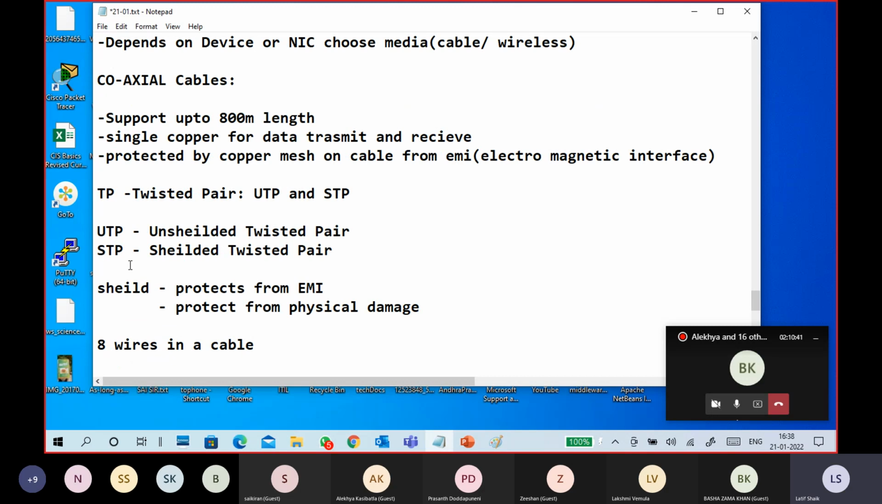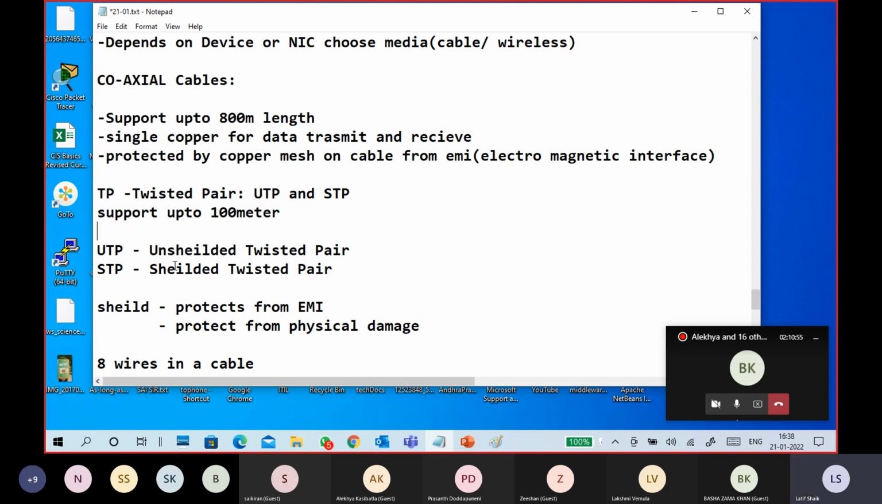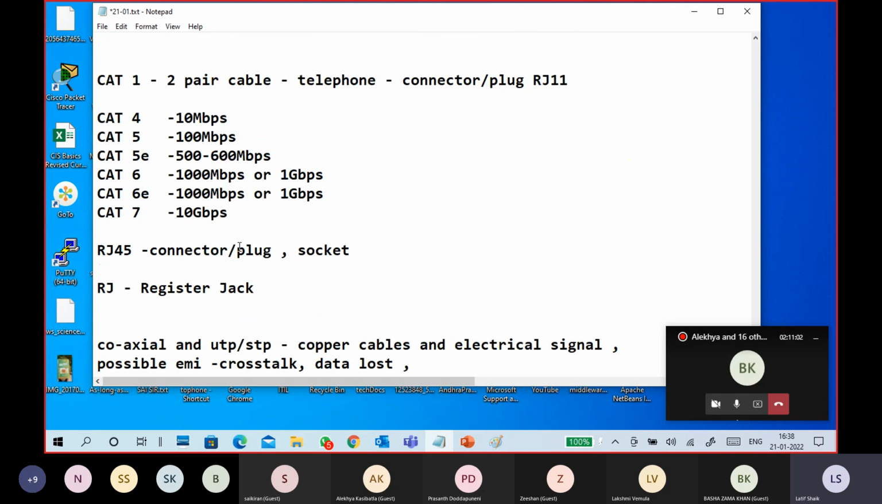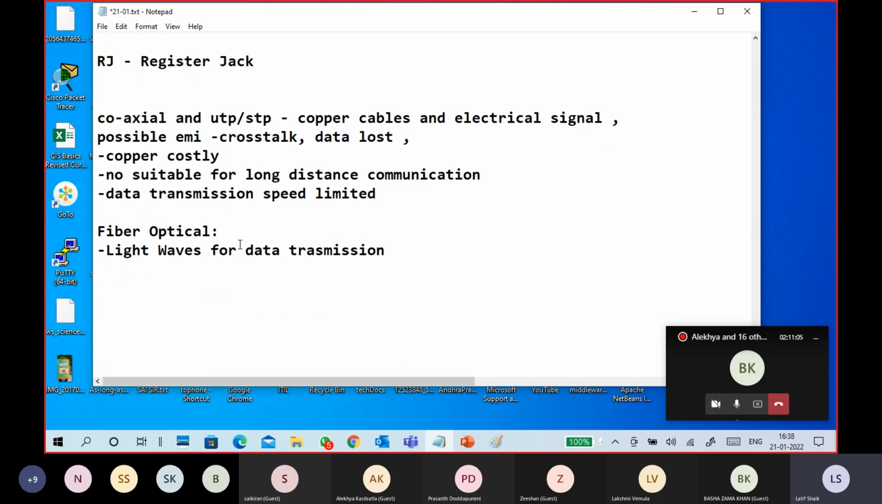UTP and STP cables support up to 100 meters, irrespective of what category it is. Any cable you use, 100 meters max. So you cannot go beyond that. So what is a fiber optical cable? We use light waves for data transmission.